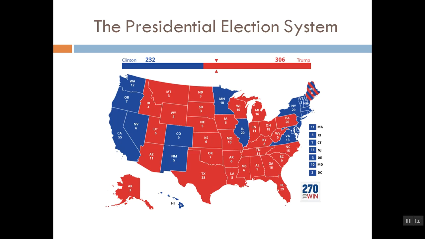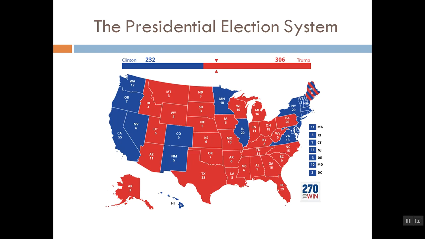So what you see on your slide right now is a map of the 2016 presidential election based on which states threw their support behind which candidates. And there's a few things that you're going to notice. First, you're going to notice that every state is colored either red or blue, except for Maine, which is red and blue. You're also going to notice that every state is assigned a number. For example, Texas has 38 and Oklahoma has 7.